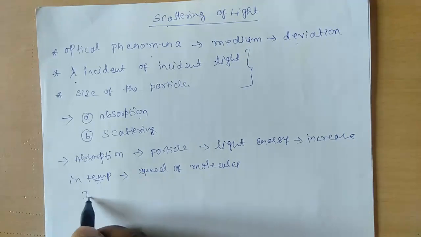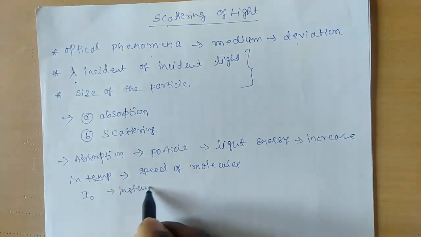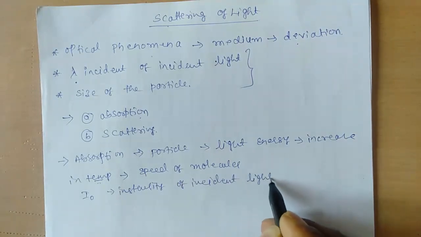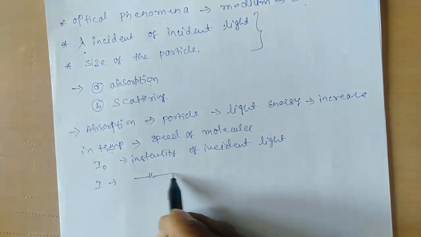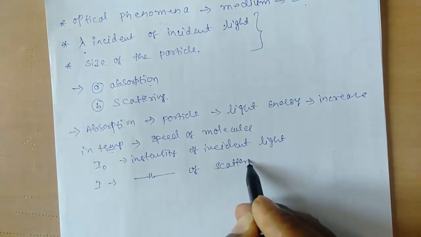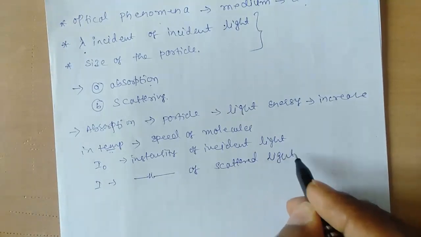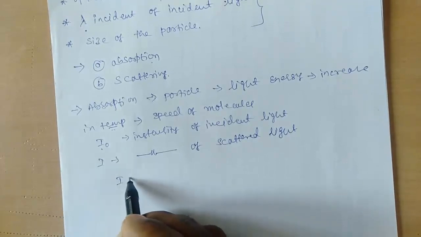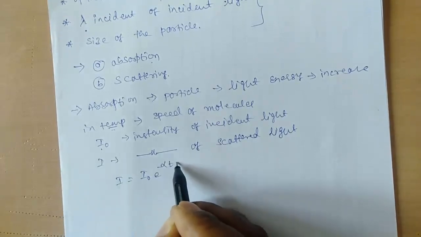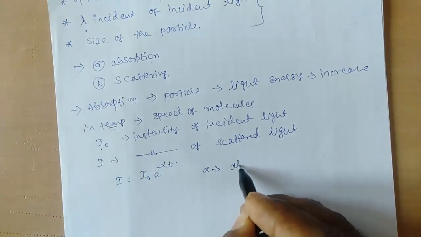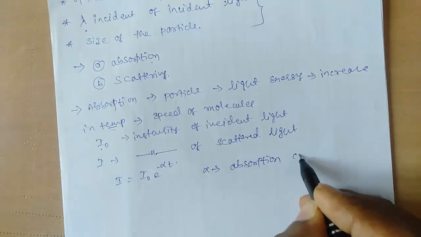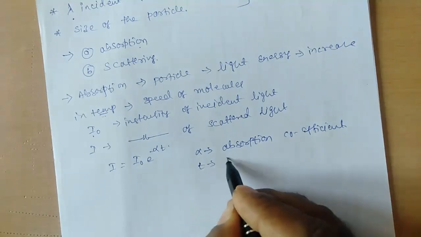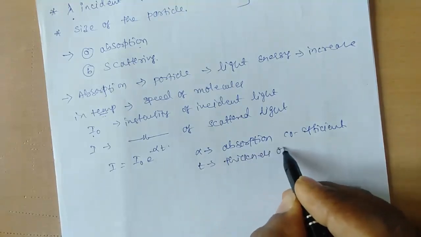If I naught is the intensity of the incident light, and I is the intensity of the light after passing through the medium, then the relation between them is given by I equals I naught e to the power of minus alpha t, where alpha is known as the absorption coefficient and t is the thickness of the medium.